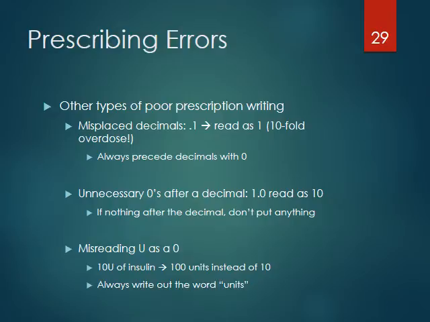And then also other things like misreading U as a 0. So if you had things like 10 U of insulin, it could be misread as 100 units of insulin instead of 10. Again, tenfold overdoses are never a good thing to have for your patients. And so always write out the word units. So again, you'll hear a lot about unapproved abbreviations that should really be avoided, and U is going to be one of them.